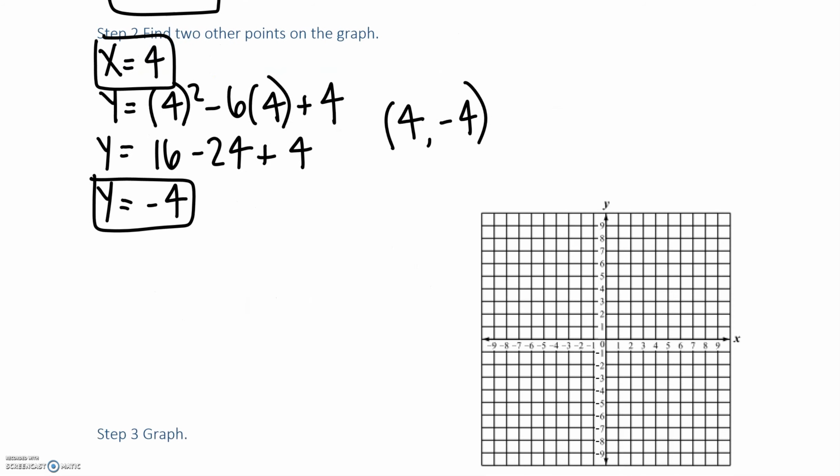Okay? And if we picked 5 as our x, so if we have that x equals 5, actually I'm going to grab a different color so we can differentiate.